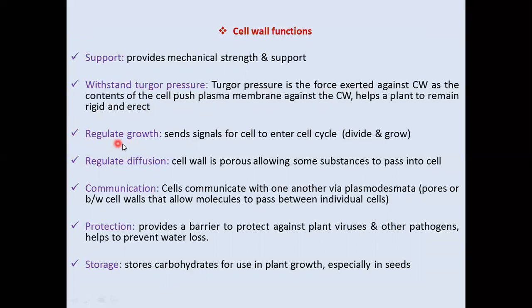Cell wall helps in regulation of growth. It sends signals to the cell to enter the cell cycle. In the cell cycle, the cells divide and grow. Cell wall regulates diffusion because the cell wall is porous, allowing some substances to pass into the cells. Communication: as we know, the cell wall contains plasmodesmata, through which cells communicate with one another. Plasmodesmata are pores between cell walls, and they allow molecules to pass between the individual cells.